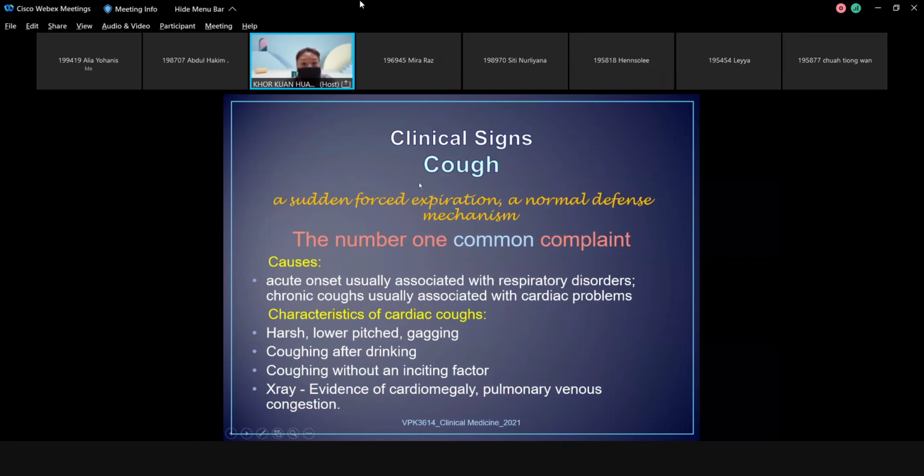Cough is a sudden forced expiration, and often cough is a normal defense mechanism. What do I mean by it's a normal defense mechanism?